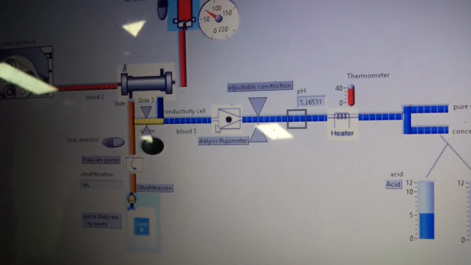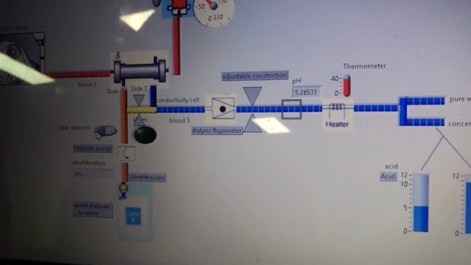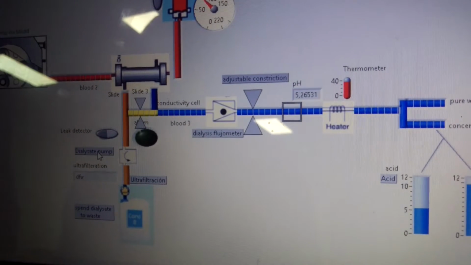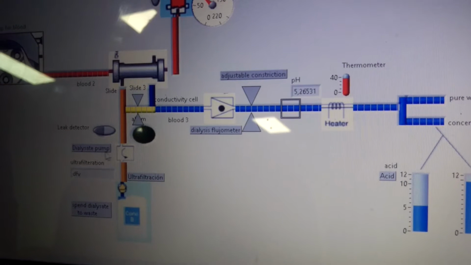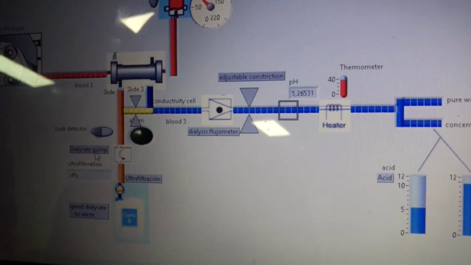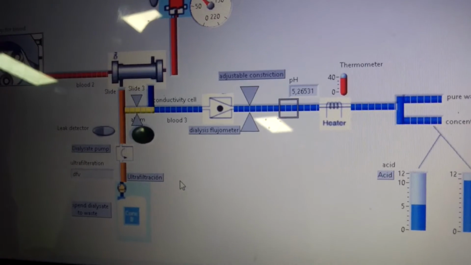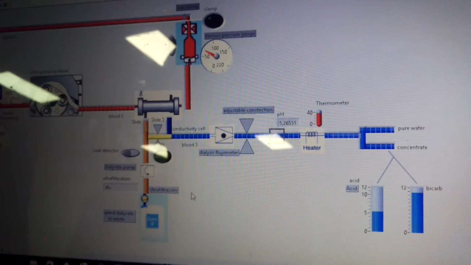Then we can find another adjustable constriction, and in this part we can find a dialysate pump which takes the blood from the ultrafiltration that keeps the waste go out.